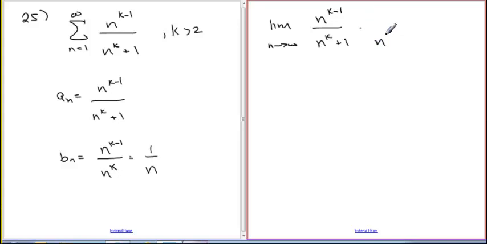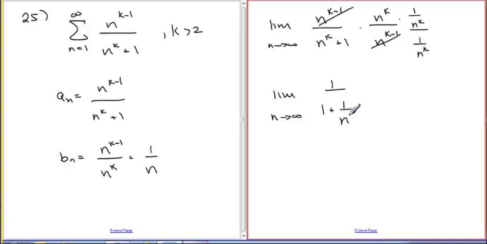So we're going to get n to the k minus 1 here and n to the k there. Those cancel out. And then if I multiply by 1 over n to the k in both the numerator and the denominator, we get 1 over 1 plus 1 over n to the k power. And that equals, when you let n go to infinity, this goes to 0 and you get 1. So it does equal the limit.